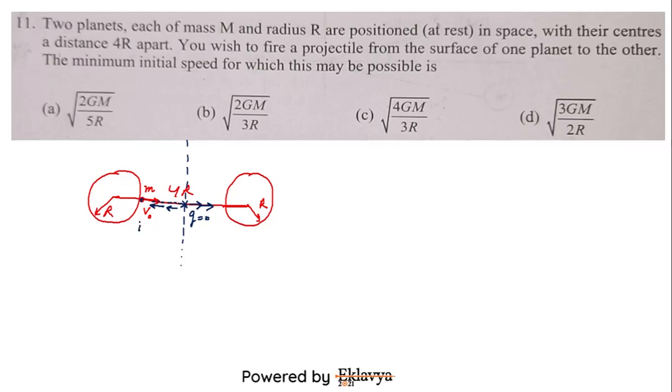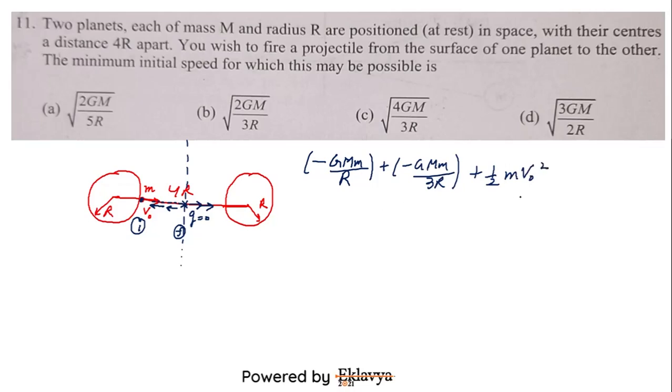So considering this as the initial location, this as the final location, I am writing the energy equation. So when the projectile was at the initial point, the potential energy or the interaction energy of the projectile with the two planets will be written as minus GMm by r. That's the interaction energy with the first planet, plus minus of GMm by 3r, because the distance of the projectile from the center of the second planet is 3r. So that's the initial interaction energy. The kinetic energy that we gave, I'm writing it here.